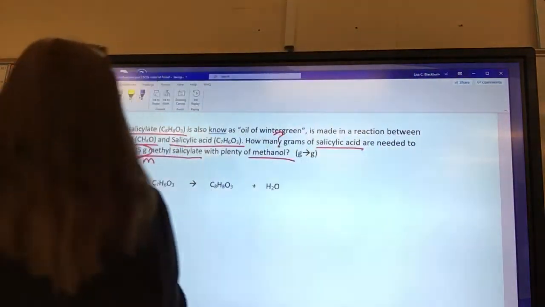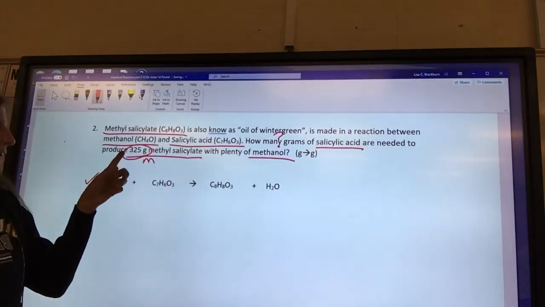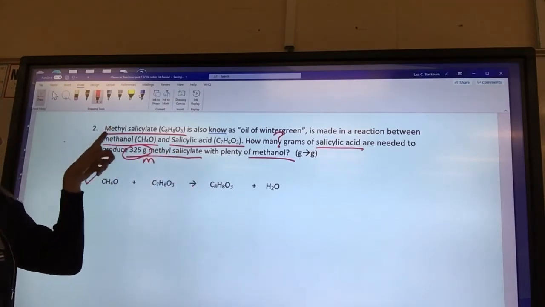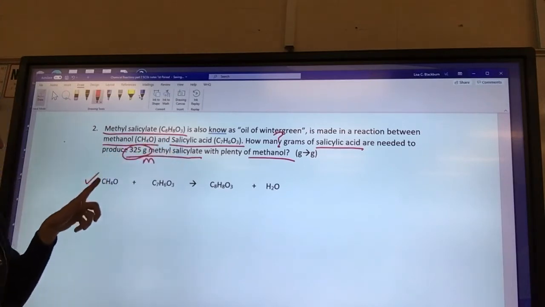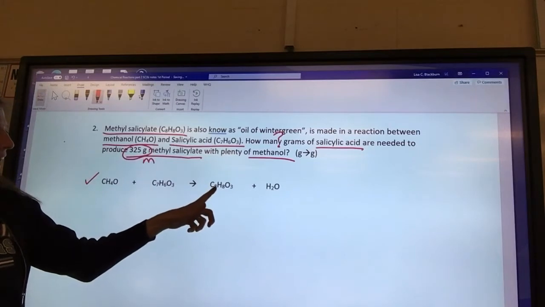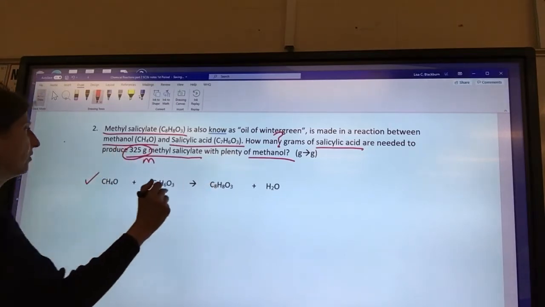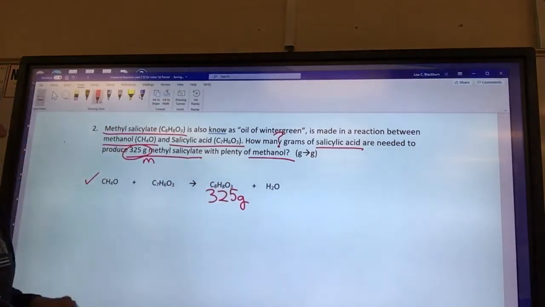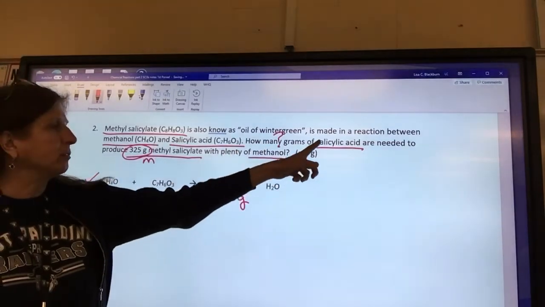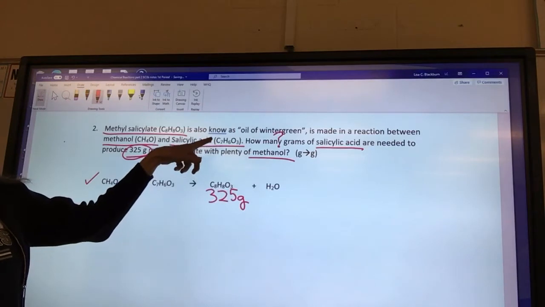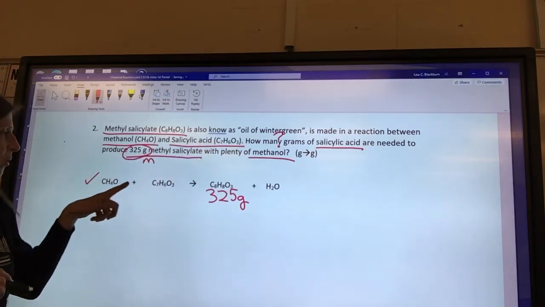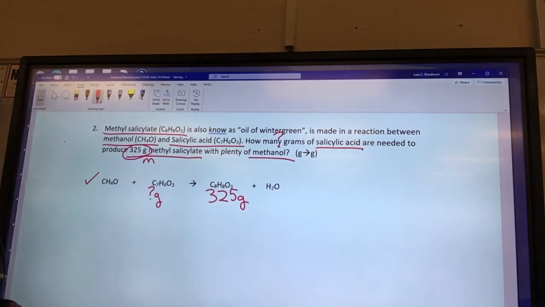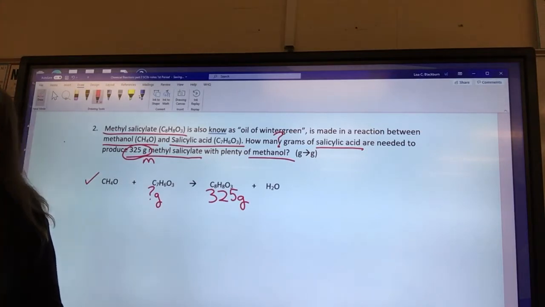Write what you know. So we go up here and we find this number, 325 grams, and then we figure out which of these chemicals it is, methyl salicylate. We go back up here and we see it is C8H8O3. We look here until we find C8H8O3 and we write underneath it 325 grams. Okay, and now we go find our question word. How many grams of salicylic acid? Salicylic acid is C7H6O3. We go find it, it's right there, so we put question mark grams underneath. Okay, what's next? Tell me what to do next.